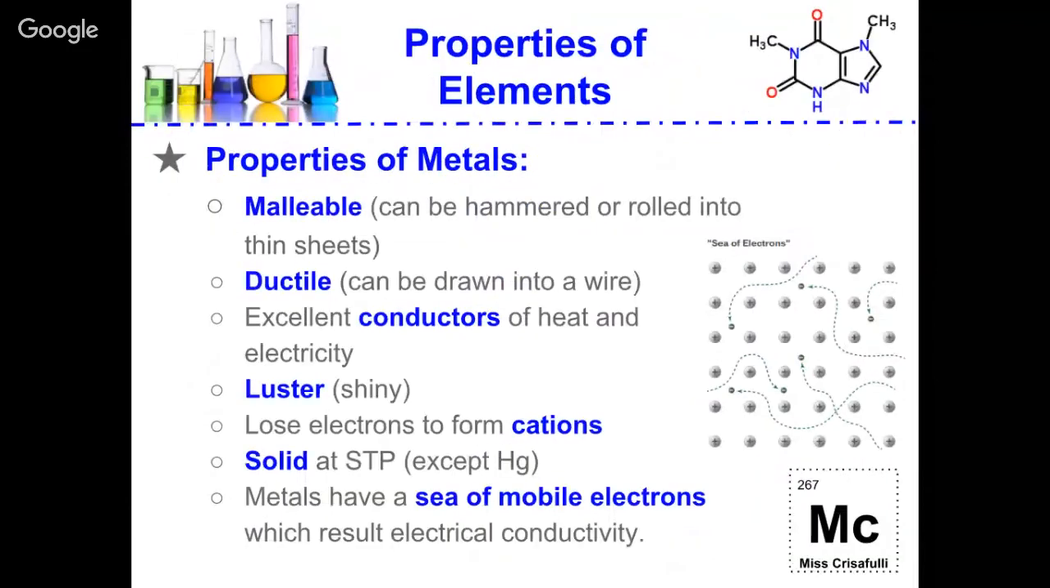So let's talk about metals. Metals are malleable, which means they can be hammered or rolled into thin sheets. They are ductile, which means they can be drawn into a wire. They are excellent conductors of heat and electricity. They have a luster, or are shiny. They will lose electrons to form cations, and we'll talk about that in future chapters. They're solid at standard temperature and pressure, except for mercury. And they have a sea of mobile electrons. Since the electrons are mobile, they result in very good electrical conductivity.